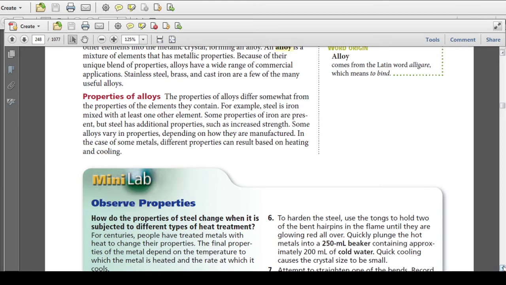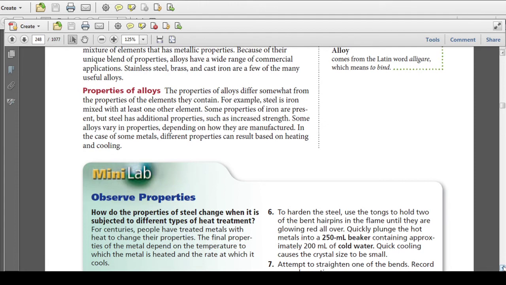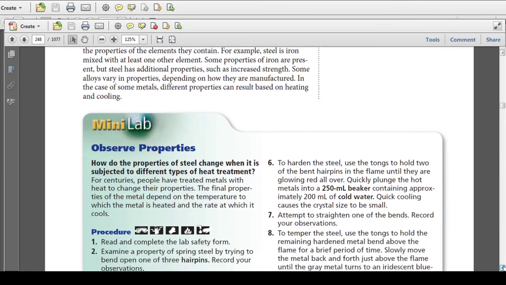The properties of alloys differ somewhat from the properties of the elements they contain. For example, steel is iron mixed with at least one other element. Some properties of iron are present, but steel has additional properties such as increased strength. Some alloys vary in properties depending on how they are manufactured. In the case of some metals, different properties can result based on heating and cooling.